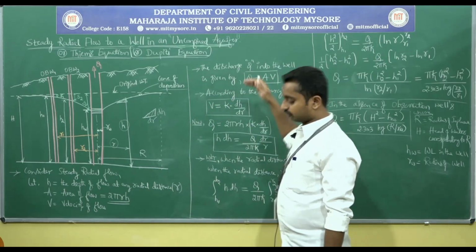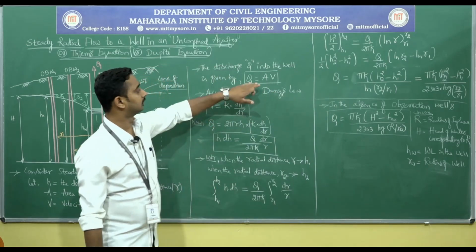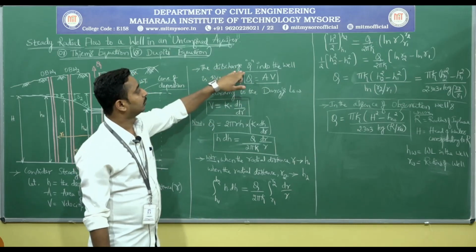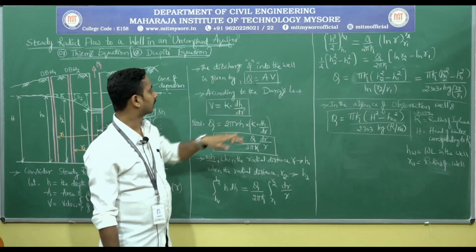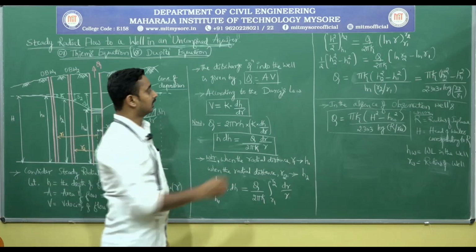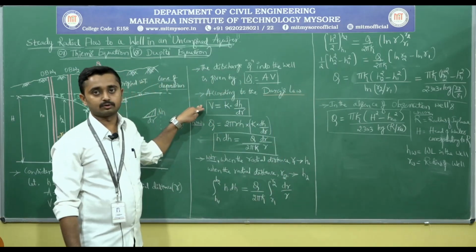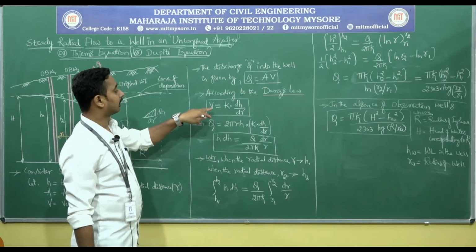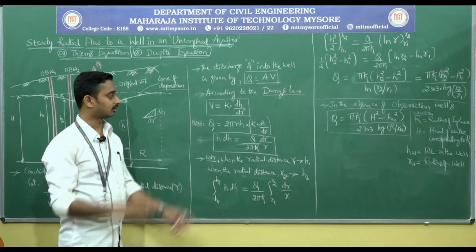Now the discharge, very well known. All of us know this formula from third semester fluid mechanics. The discharge Q into the well is given by Q equals AV, the continuity equation. According to Darcy's law, which we already know from modules 1 and 2, please revise the previous concepts. What Darcy's law says is velocity V equals K into dH by dr, coefficient into hydraulic gradient.